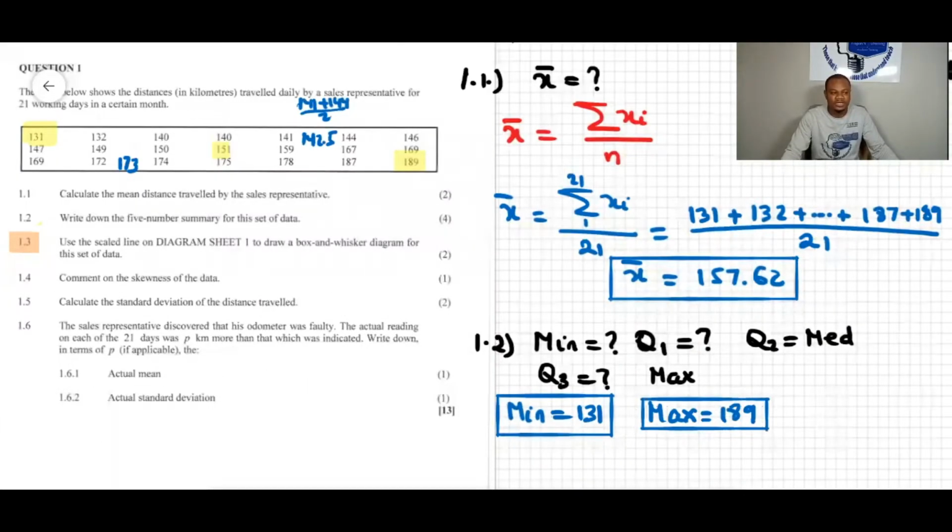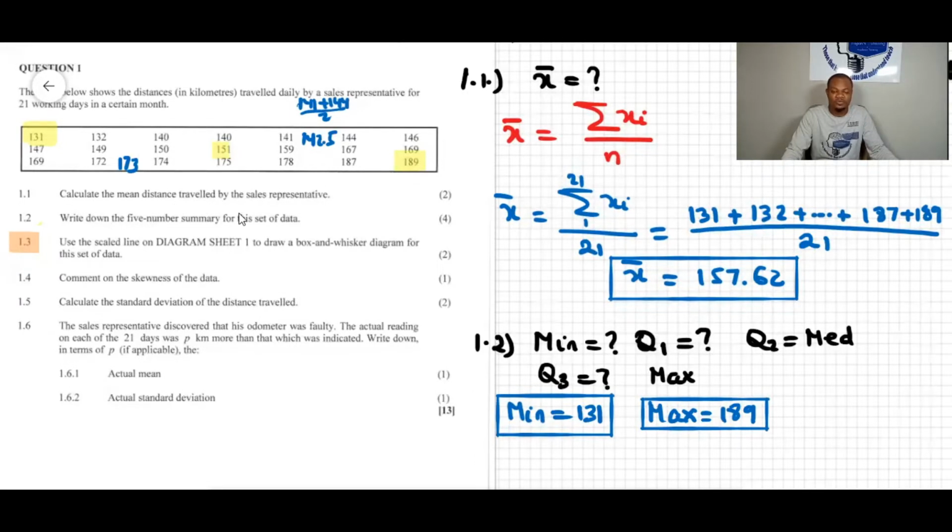Well, we have this question that says the table below shows the distance in kilometers traveled daily by a sales representative for 21 days in a certain month. The table is given there, and question 1.1 says calculate the mean distance traveled by the sales representative. We did this question in the previous video, and question 1.2 says write down the 5 number summaries for the set of data.